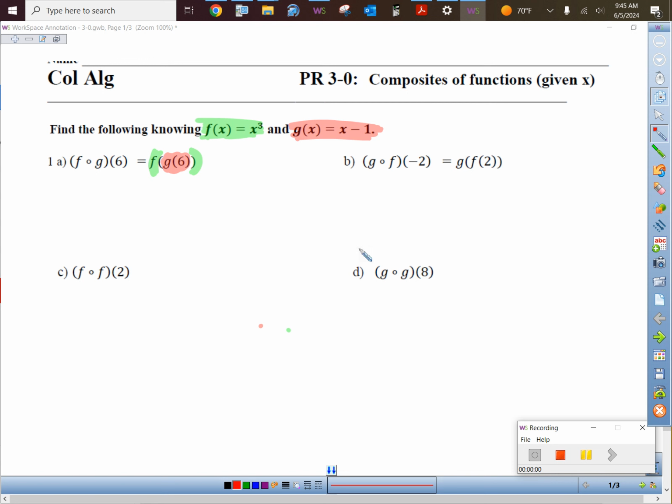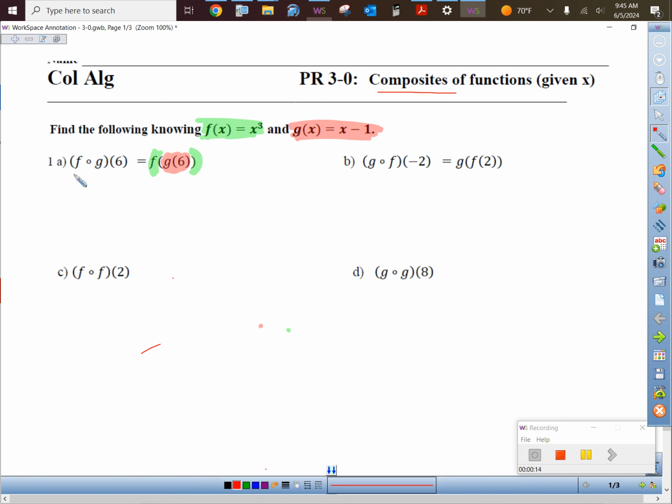Real quick one today, composites of functions when they give you an x value. A composite of functions is where you do one function and then put the result inside the other. It's called a composite because one follows the other. So we've got two functions here. I have f of x in green, which is x cubed, and g of x is x minus 1.